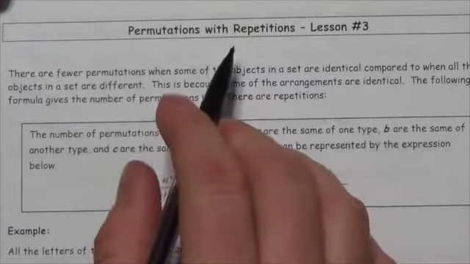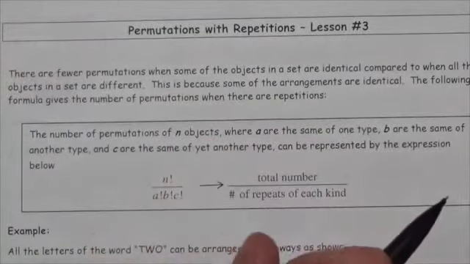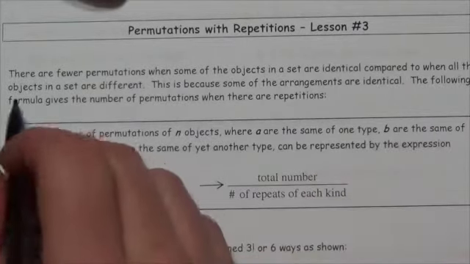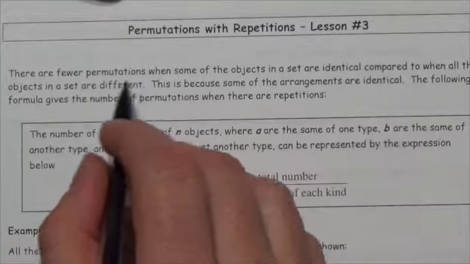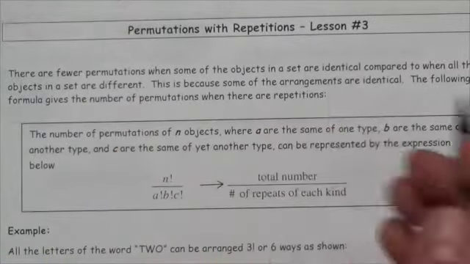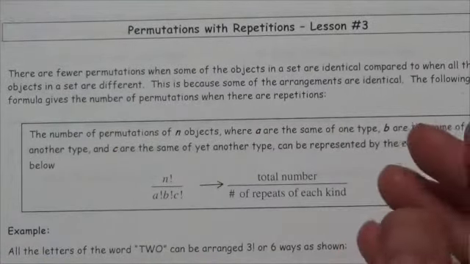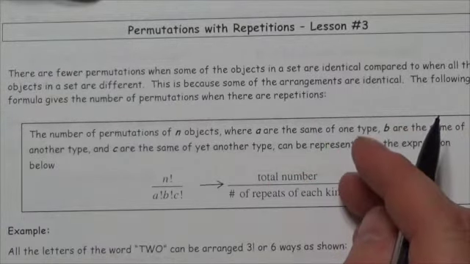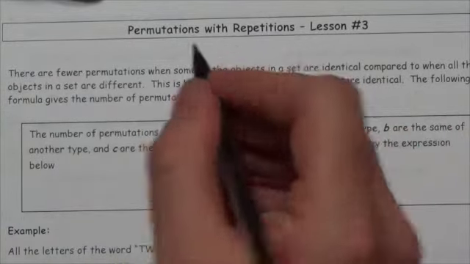Okay, so now we're going to take a look at a special case of a permutation. There are fewer permutations when some of the objects in a set are identical to each other. When they're exactly the same, the number of permutations is a little smaller. So just take a look at this.